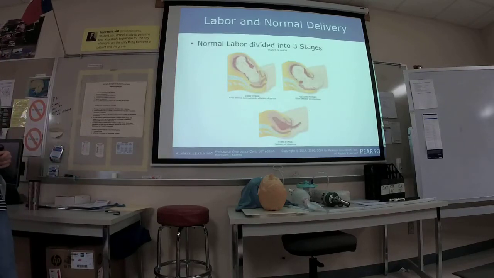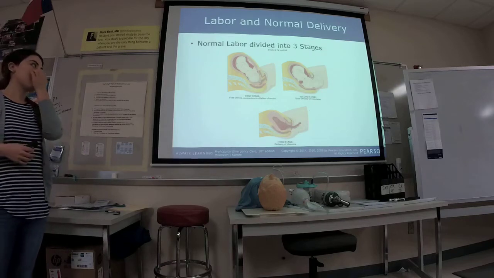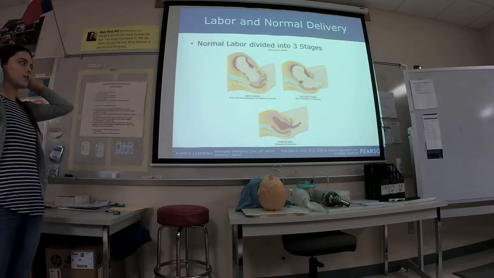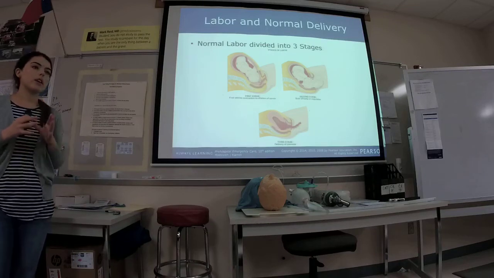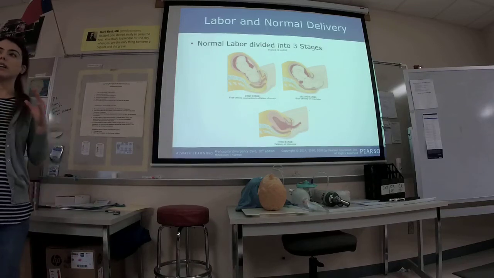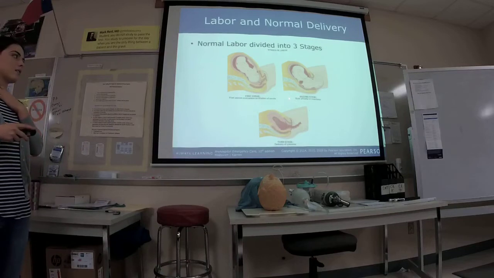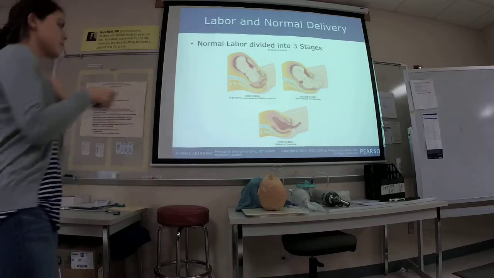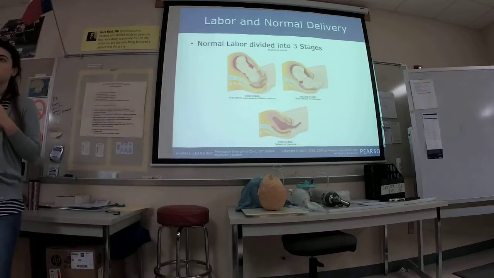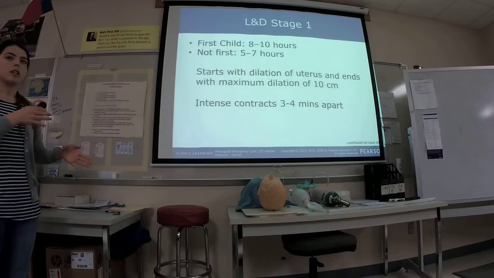So labor and delivery is divided into 3 stages. Stage 1, stage 2, and stage 3. They're all pretty different, but stage 1 is pretty much where the uterus starts dilating, and it ends whenever the baby is completely out. And then the third stage is the delivery of the placenta. We're going to go in depth here.